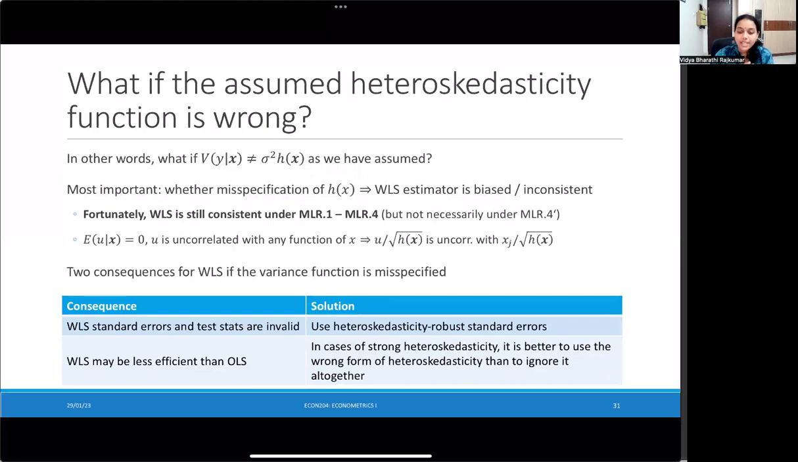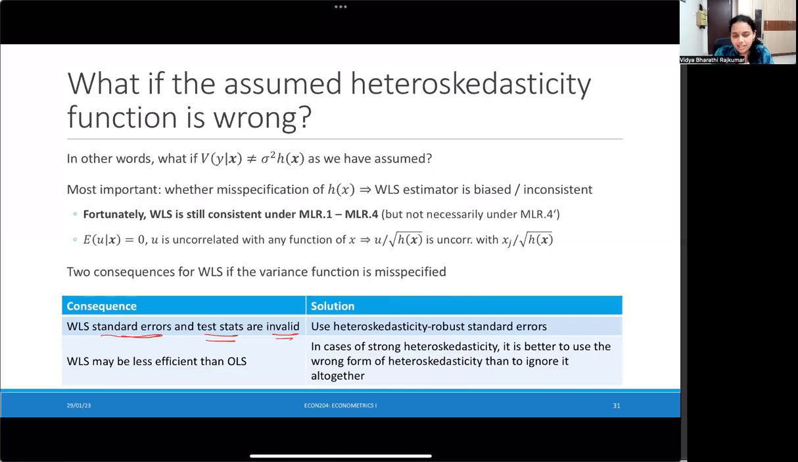Well, when we misspecify the form of heteroscedasticity, the estimator is still going to be consistent. That's not going to be a problem. But we may be worried that our standard errors and test statistics are now going to become invalid. In that case, one solution is to do WLS, but then run robust standard errors on the WLS model. That way you're protecting yourself against any heteroscedasticity issues. The other consequence of getting this functional form wrong is that your WLS may be less efficient than OLS. You may go wrong there.